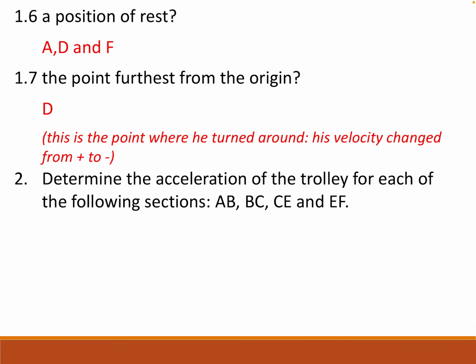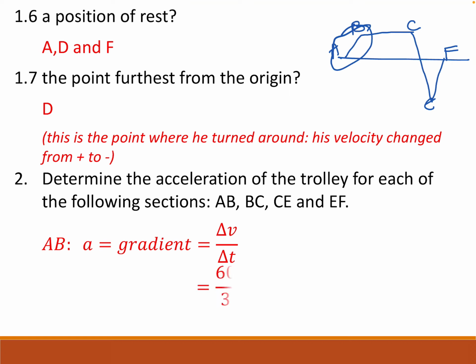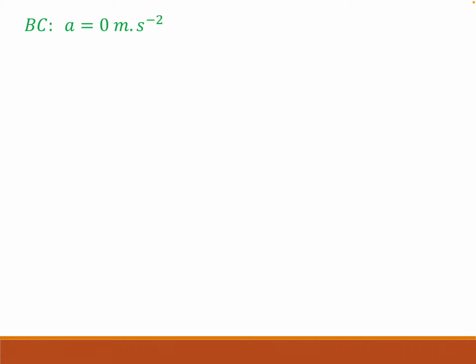There we go. Determine the acceleration for each of the following sections. Now, I really need you to have your graph in front of you, because I don't have mine here. So from A to B, B to C, C to E, it's every point. We're going to look at the gradient from A to B. It's 60 minus 0. Please don't leave out the minus 0, very important. So it's 20 meters per second squared east. The gradient of a velocity time graph gives me acceleration.